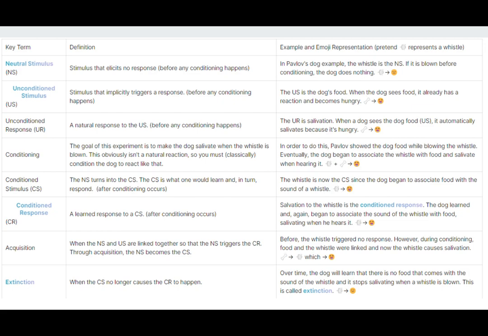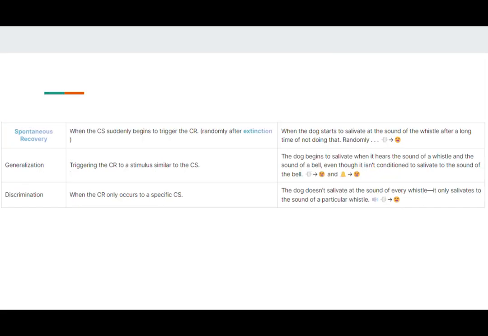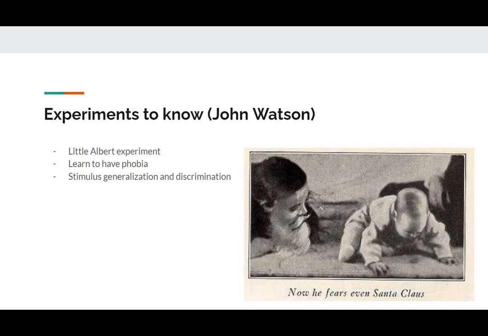So please pause the video and take a look at those tables. Here are some experiments and key psychologists you need to know for this unit, or for AP Psych on the exam. The first one is the Little Albert experiment by John B. Watson, and we mentioned him a couple of times in our previous videos.